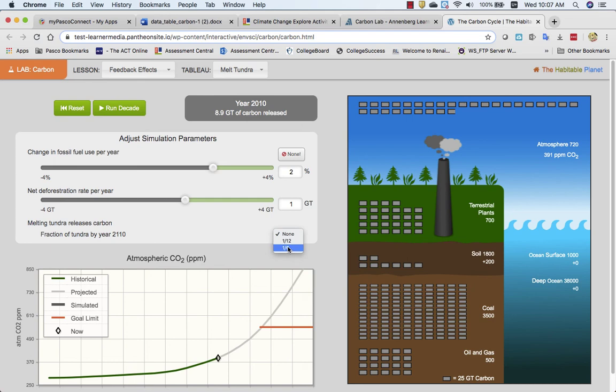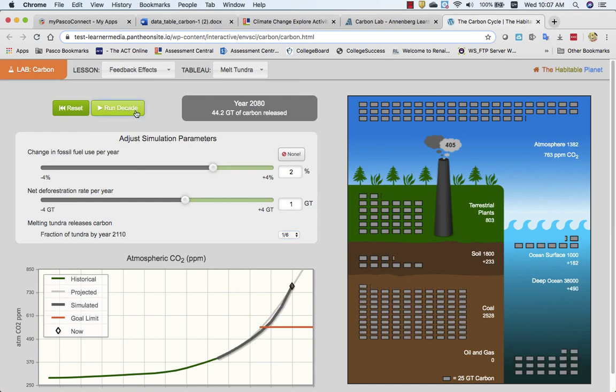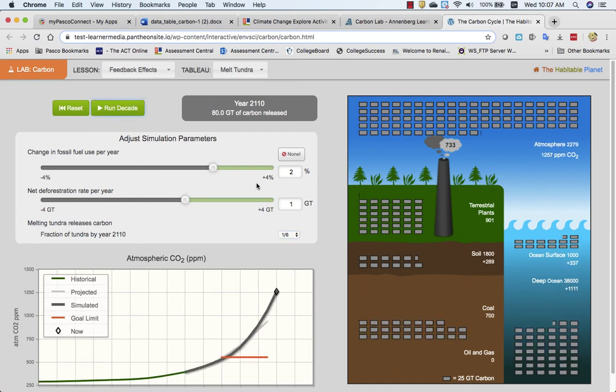Remember that the larger the denominator is, the smaller the impact, or the smaller the value total. So 1/6 is a bigger number than 1/12. So let's do that one. And again, we want to run it for 100 years, right? So 2010 to 2110. There it is, okay. And we're going to record our values.